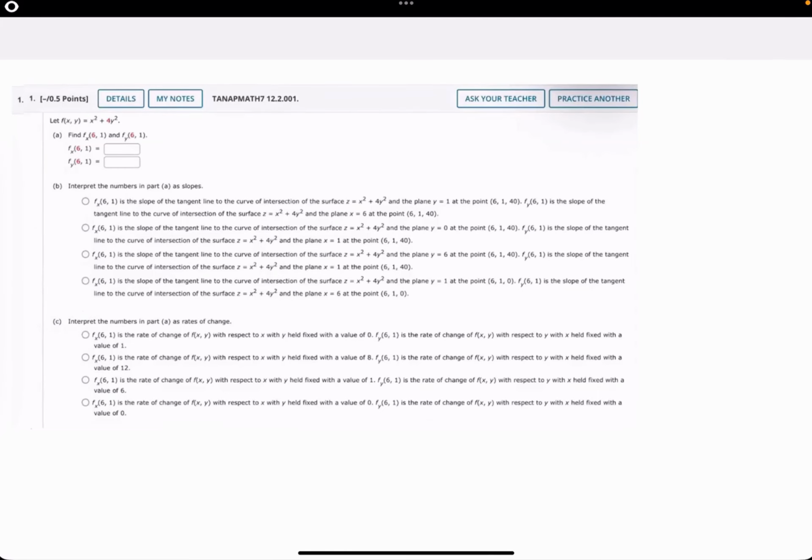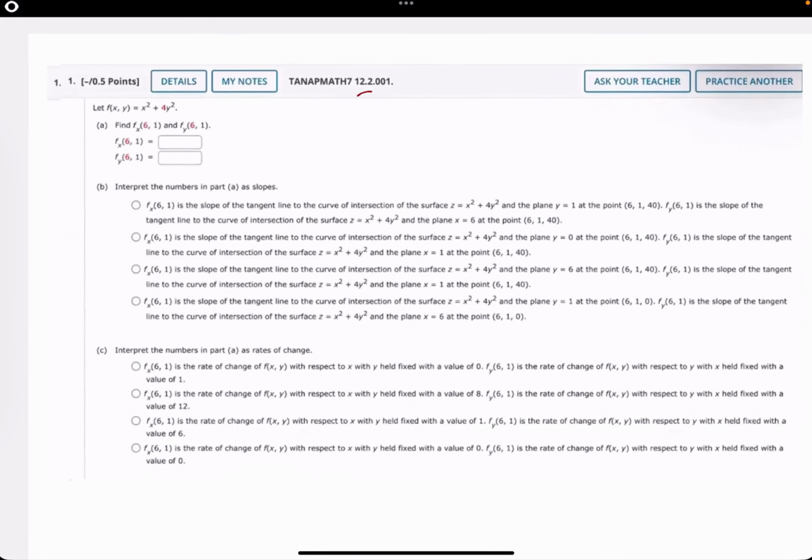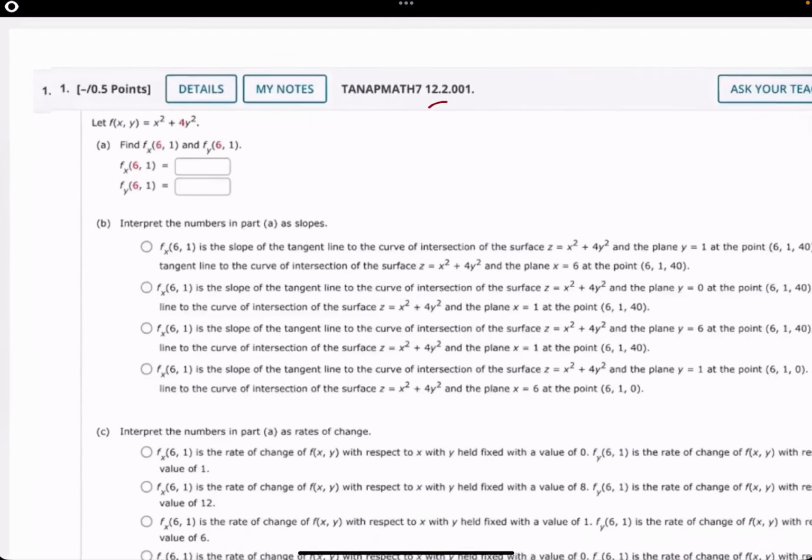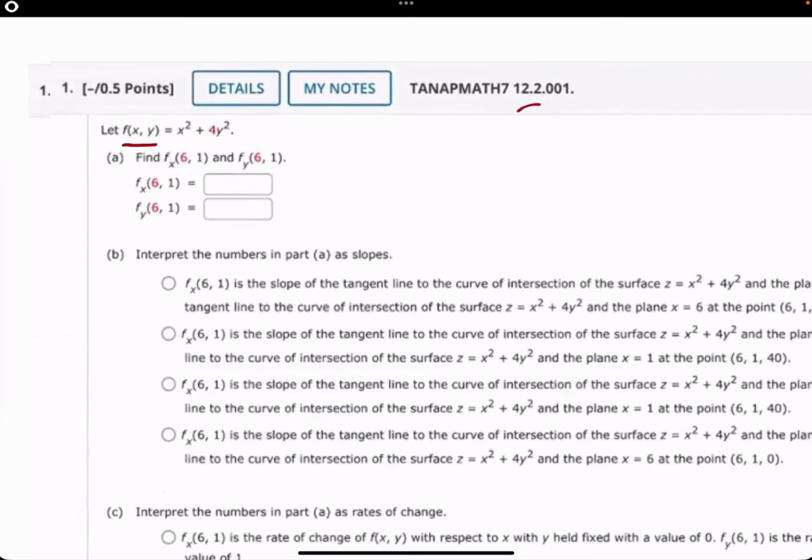Okie dokie, in this video we are doing WebAssign 12.2 for 1524. Let's get into it. They give us a function of x and y. We want to find the partial derivative with respect to x and the partial derivative with respect to y, and then plug in 6, 1.